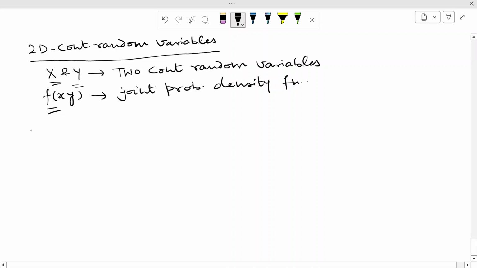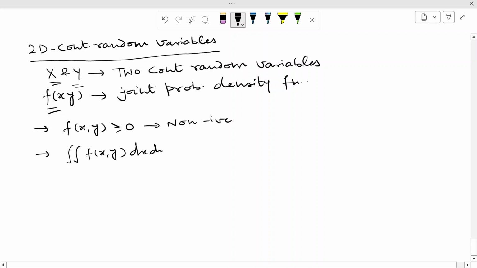certain properties. In fact, two properties. The first property is that the value of this function over the domain is always greater than or equal to 0, or you can say it will take non-negative values over the entire domain of definition. The second property is that when you perform the double integration of this function with respect to x and y, it is equal to 1. The value of this double integral is 1.